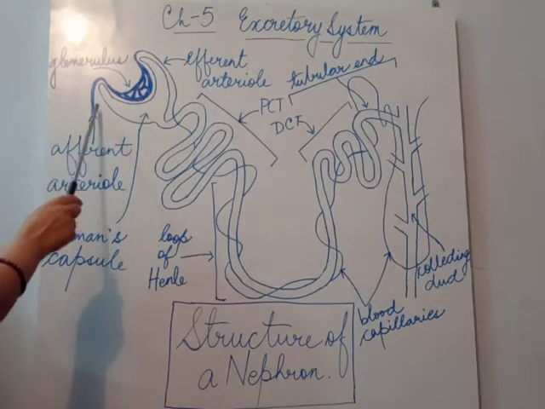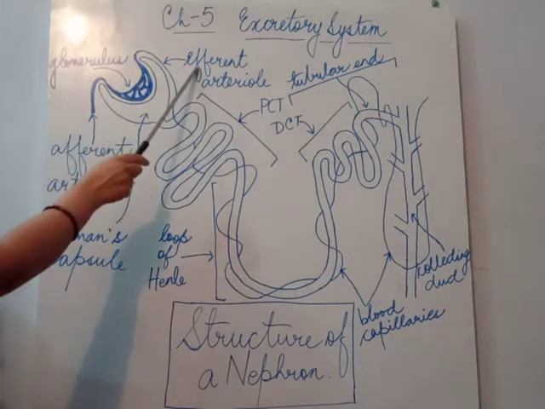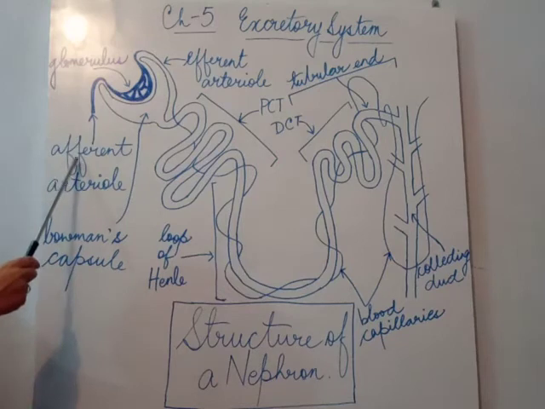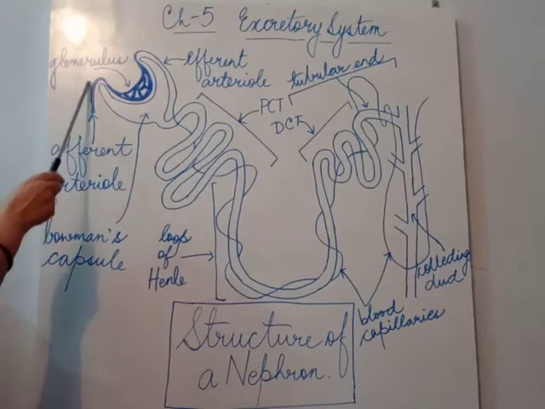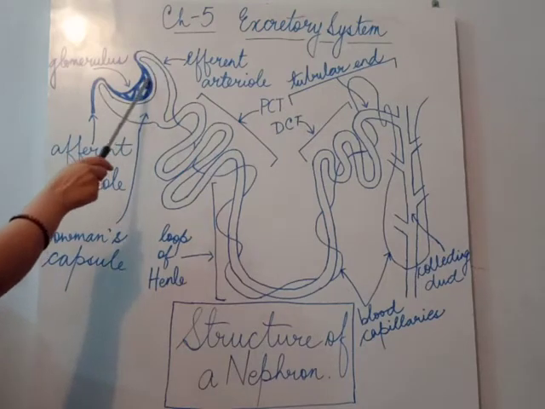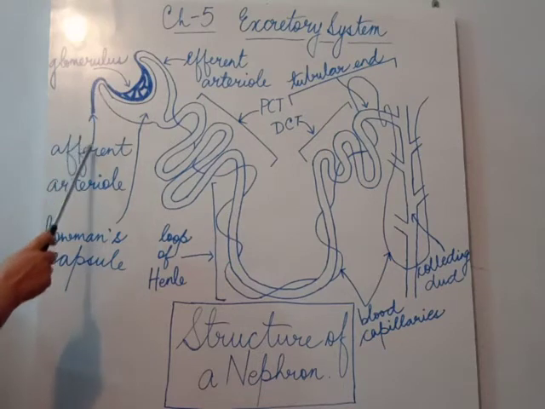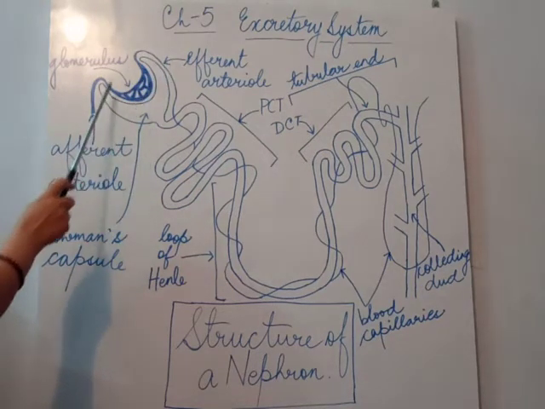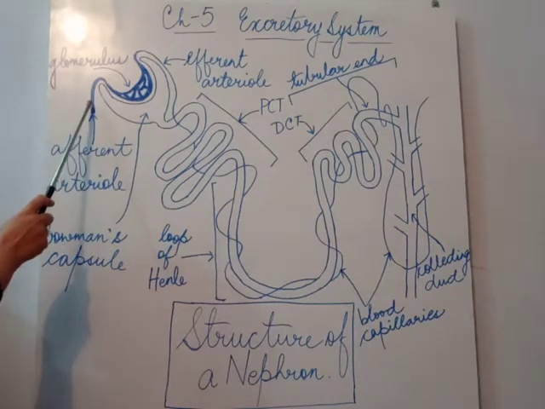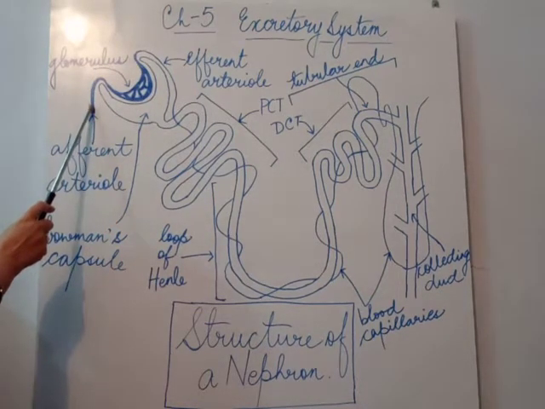You can see the two ends of the blood capillaries, the afferent and efferent arteriole. The first one is the afferent arteriole, the beginning part, which brings the blood to the glomerulus, and the efferent arteriole comes out from the glomerulus. One more difference you can see, children, is that the diameter of the afferent arteriole is more in comparison to the efferent arteriole. The efferent arteriole is thinner.